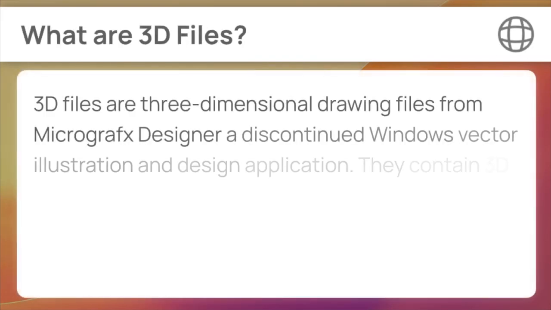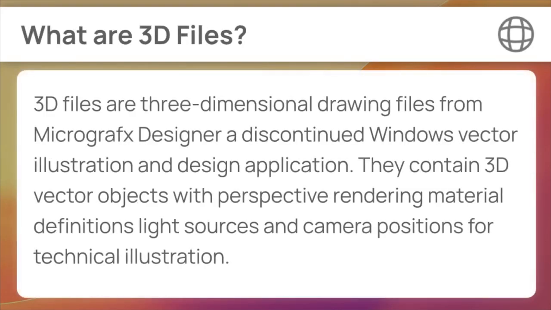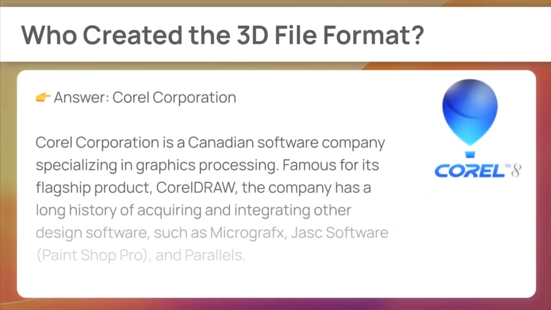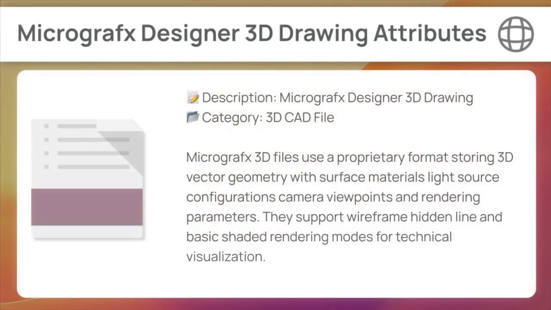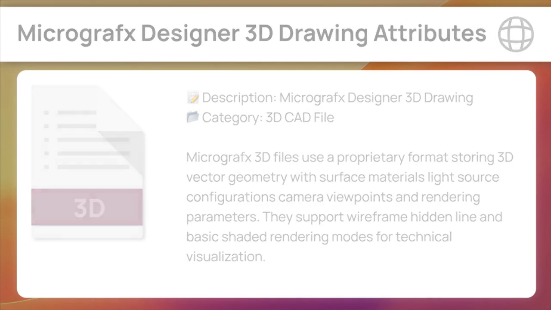3D files are three-dimensional drawing files from Micrografx Designer, a discontinued Windows vector illustration and design application. They contain 3D vector objects with perspective rendering, material definitions, light sources, and camera positions for technical illustration. Micrografx 3D files use a proprietary format, storing 3D vector geometry with surface materials, light source configurations, camera viewpoints, and rendering parameters. They support wireframe, hidden line, and basic shaded rendering modes for technical visualization.